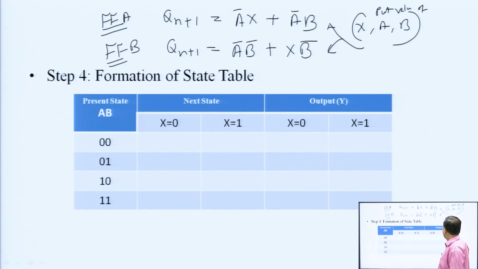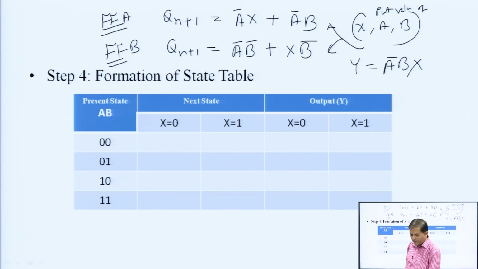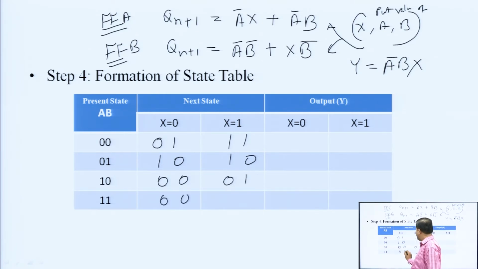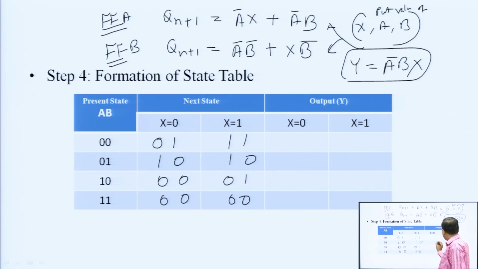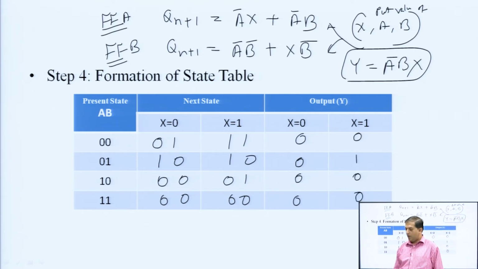And the output is y is equal to a bar b x. Okay. So, finally, we will be getting for 0 0, 0 1, for this 1 1, 1 0, then 1 0, then 0 0, 0 1, 0 0 and 0 0. Okay. Is it clear to you? Then output values will be, for this equation, for x equal to 0 we will be having 4 times 0, and we will be having 0 1 0 0. Okay. Clear? So, formulation of the state table is also done, right.